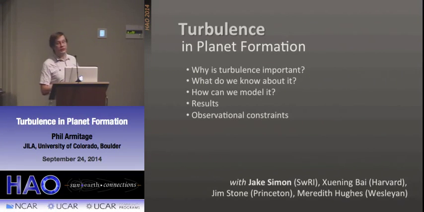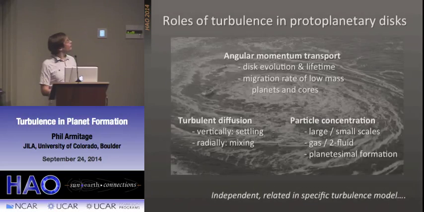I'm going to begin with a little discussion of the different ways in which turbulence is thought to be important in these systems. What do we know about it? How can we model it? Show some results, and then discuss some ongoing work to provide better observational constraints that we can compare with theory. So this is work that's being done with a large number of collaborators. The main person working on this is Jake Simon, who's at Southwest Research Institute here in Boulder. And then we're working with some collaborators at Harvard and Princeton. And Meredith Hughes at Wesleyan is leading the observational part that I'll just touch on at the end.